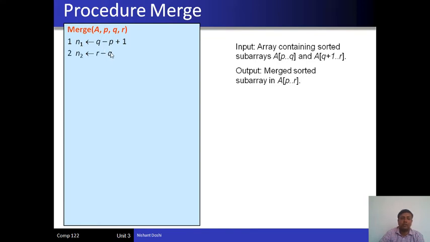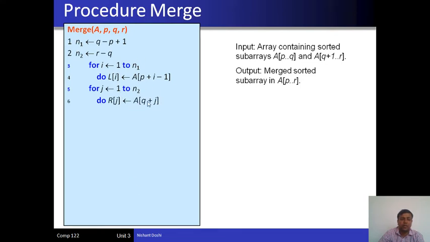Now n2 gives me the size of my R array. The moment I have the sizes, I start copying the elements from array A to L and R. So n1 is for L. One by one, the element at P plus i minus 1 I have to copy into i, because my indexing starts at P, Q and R. That's why you will see P, Q and R everywhere in the picture. Once the first part is done, I start the second part, from j equal to 1 to n2, and copy-paste here.